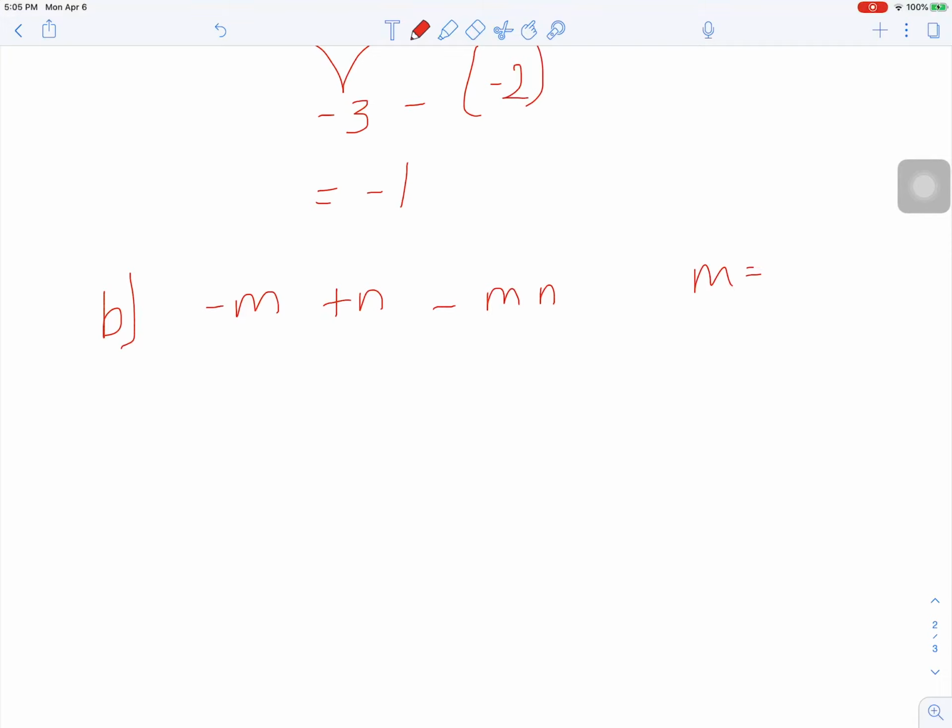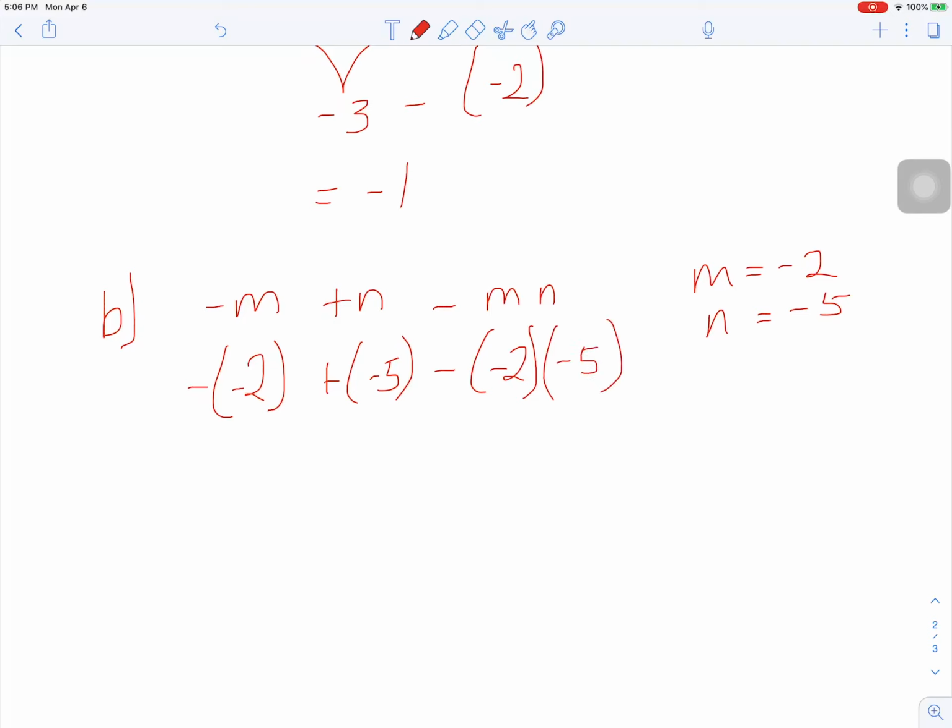So they say m is -2 and n is -5. So let's put that in there. We have a -5. You see how we've done that? Plus... Oh, I did m there wrong. It's a -2. n, which is a -5. Subtract and -2 times -5.